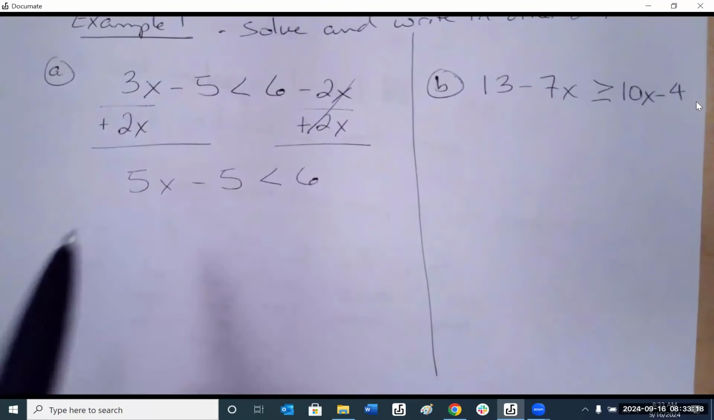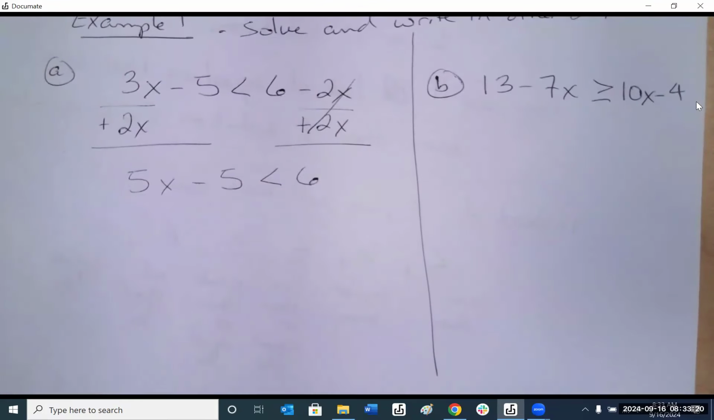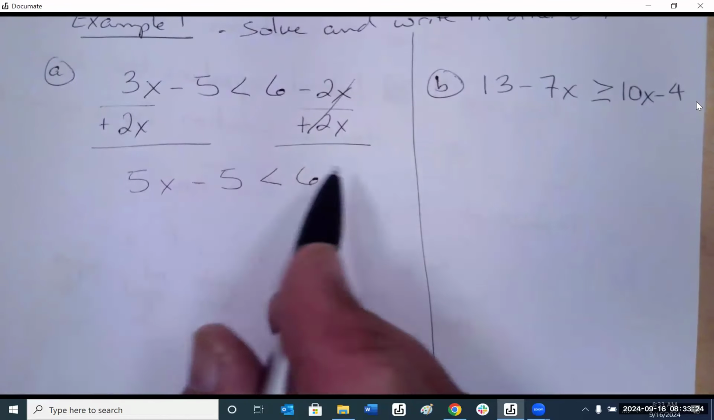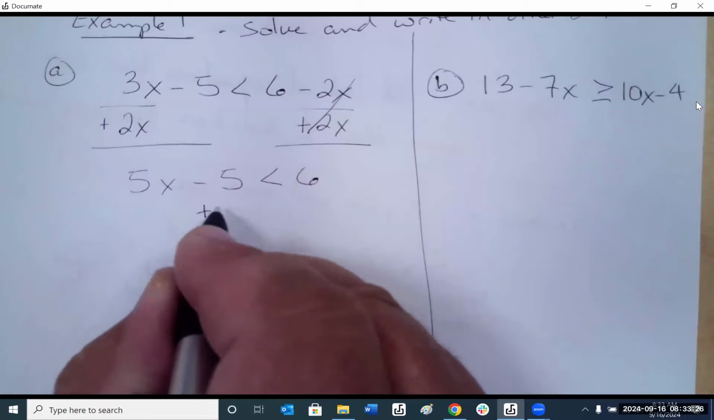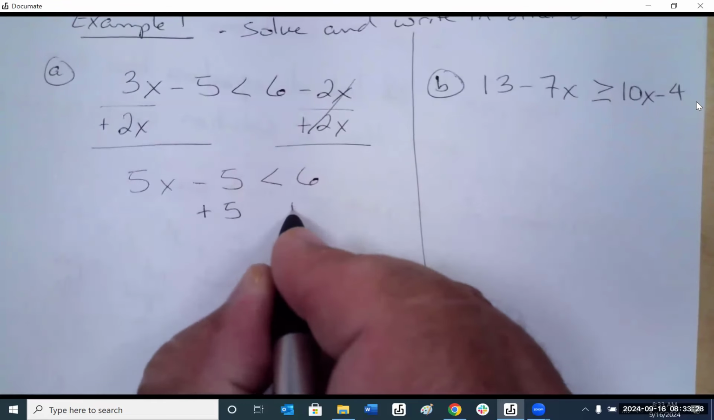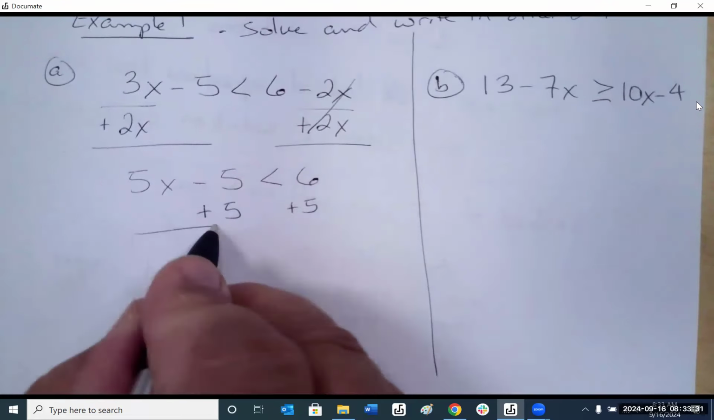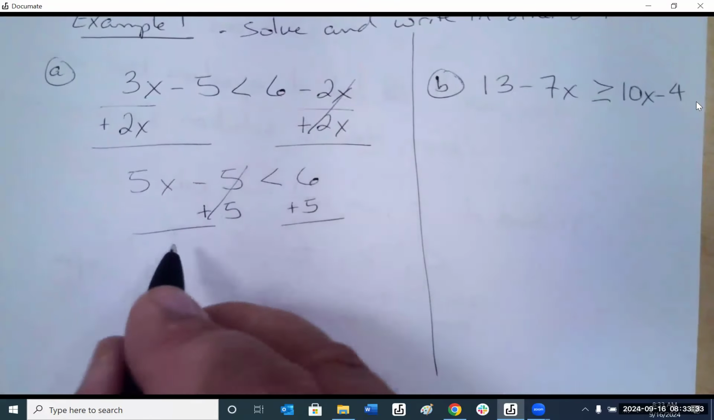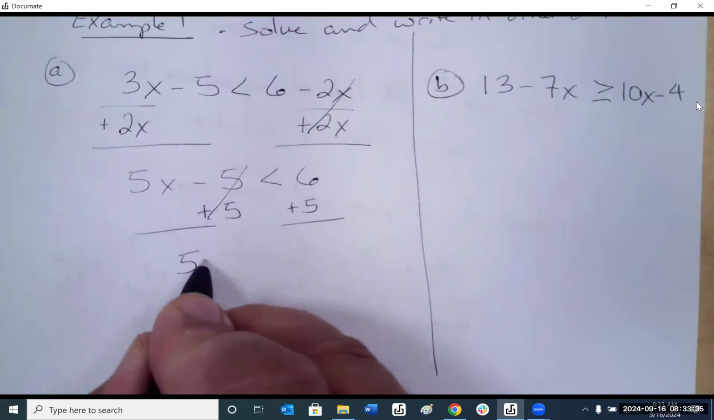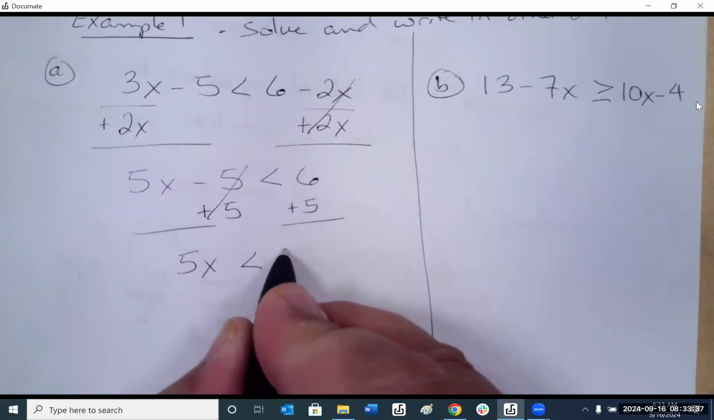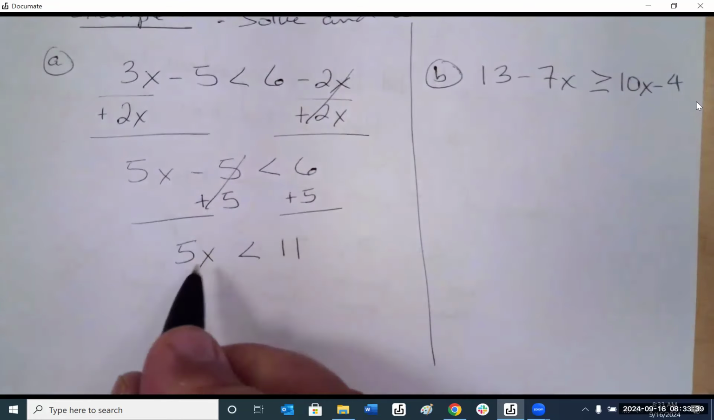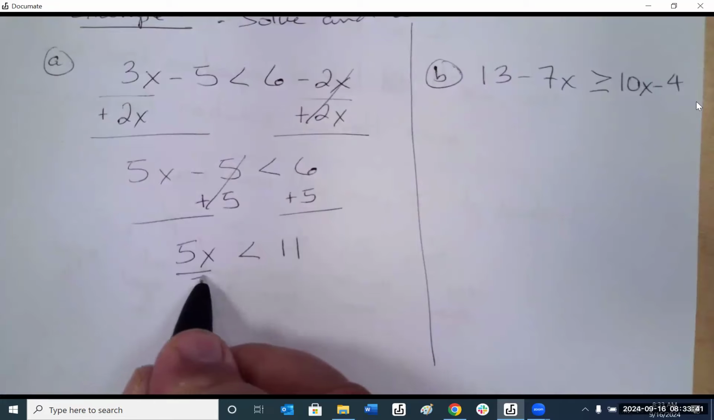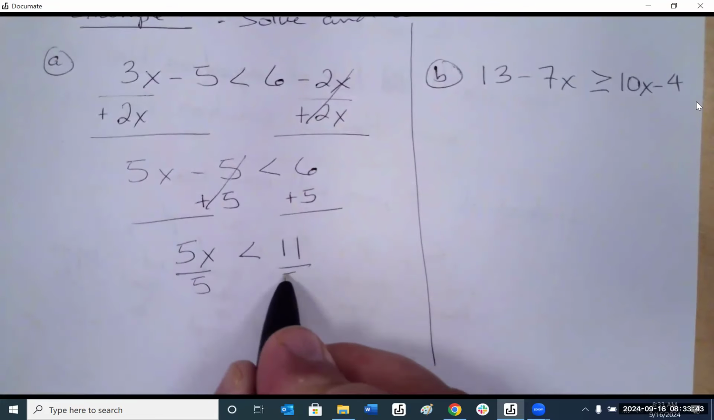So now, always move the x's first. Now we have x's on this side, so everything that's not an x, we move to the other side. We have 5x is less than 11, and then divide by 5.